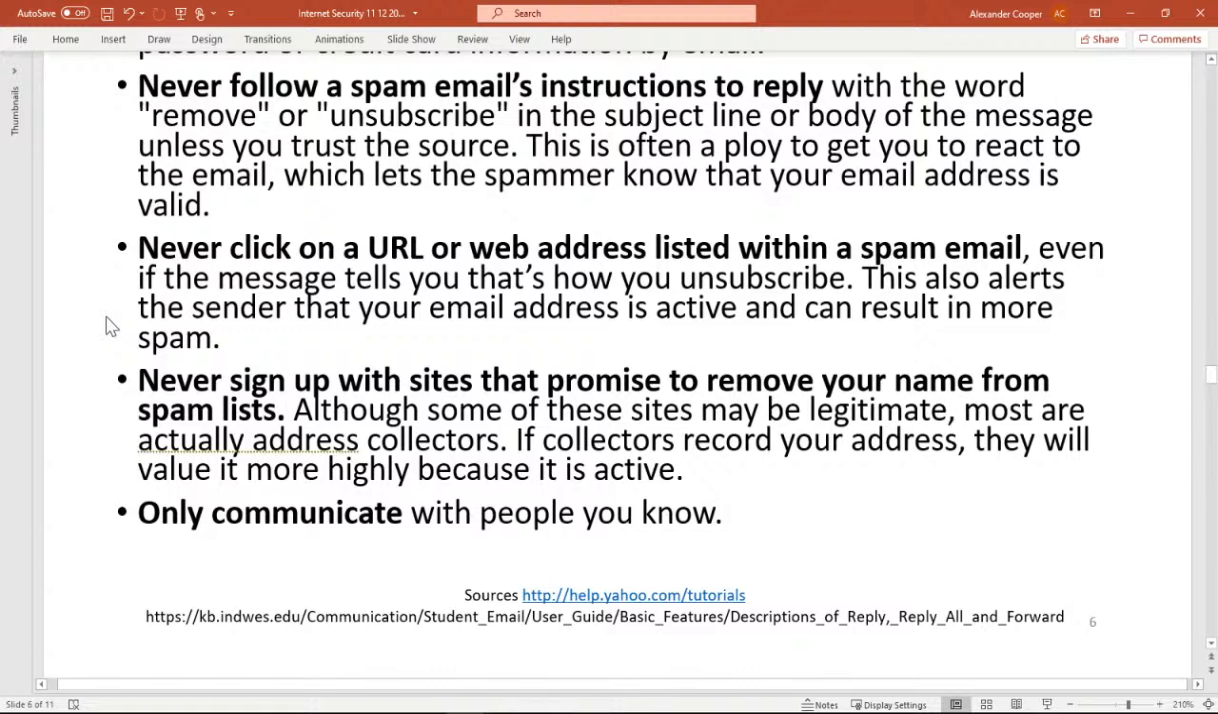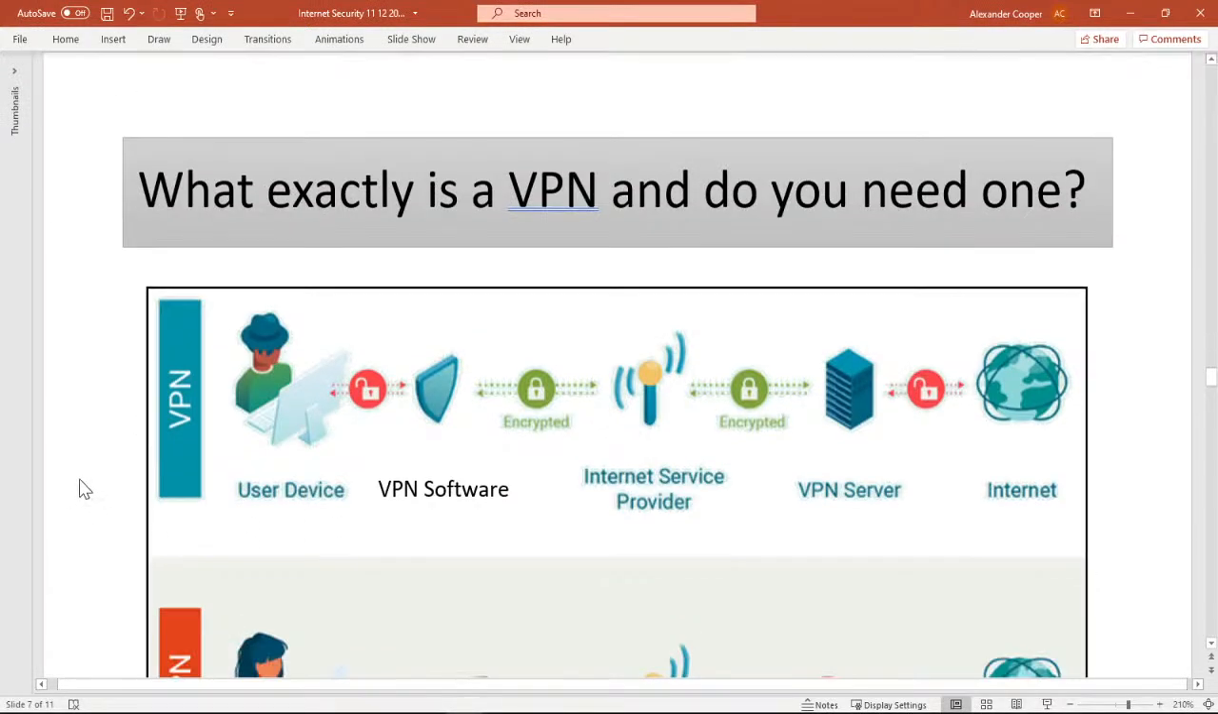Okay. Only communicate with people you know. That's also a really great base rule right there. Only communicate with people you know.